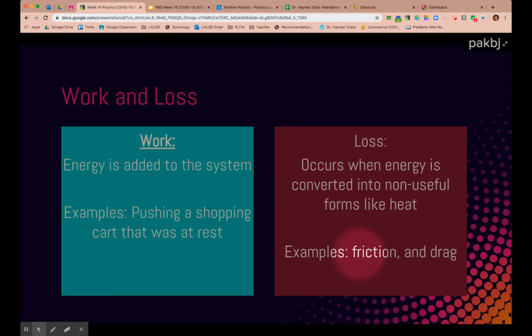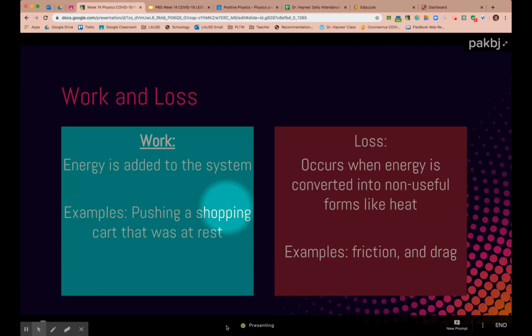And then drag is another example. Drag is due to wind. So if you are pushing something against a wind current, that is called drag, and that also slows down something. And so these are the two things that we're now adding to our problems. Now we're going to add work and loss. So we're going to figure out where work and loss are happening.